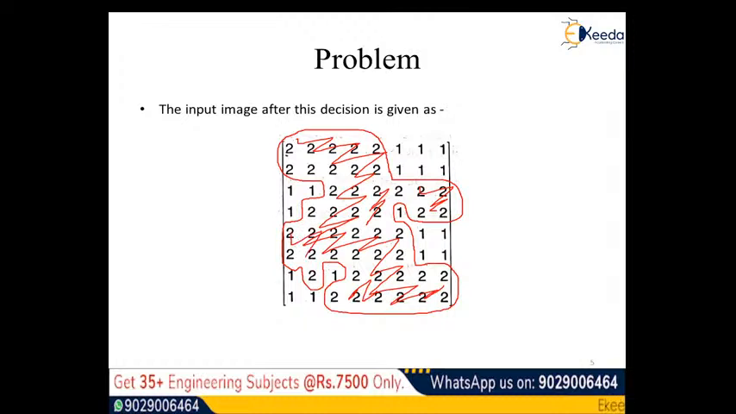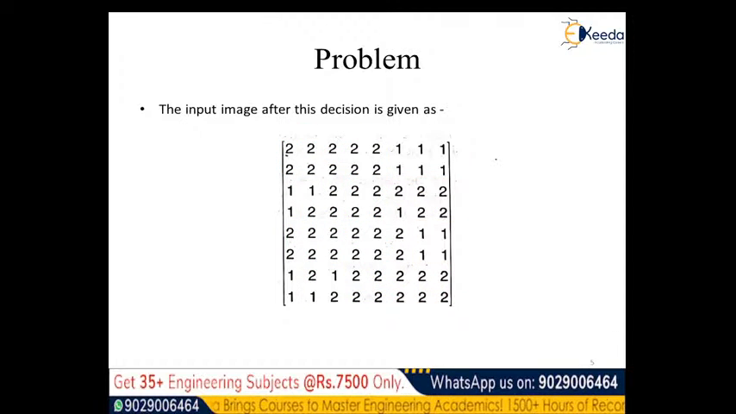So in the given input image, this is one region, and if you collect the 1's here, those remaining will be another region here. So this way we have solved this particular problem using the thresholding technique of image segmentation.